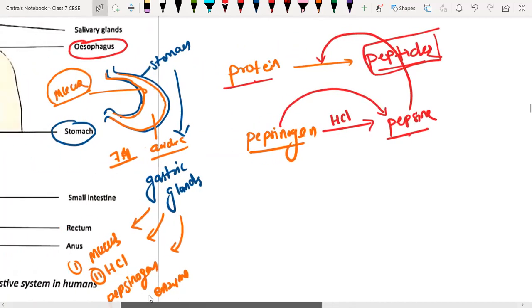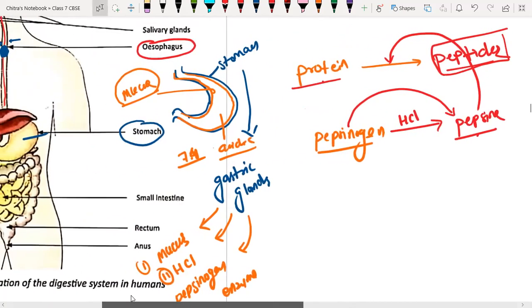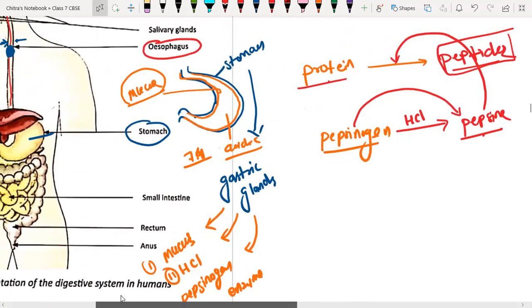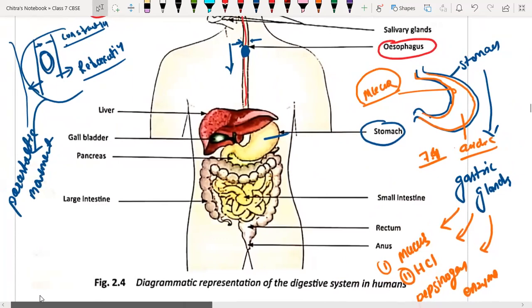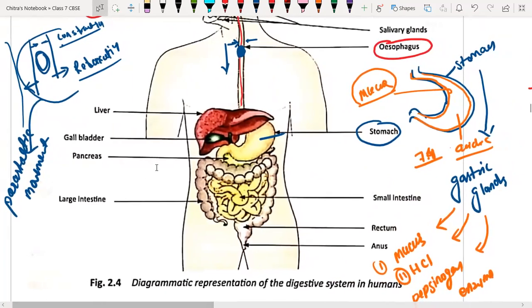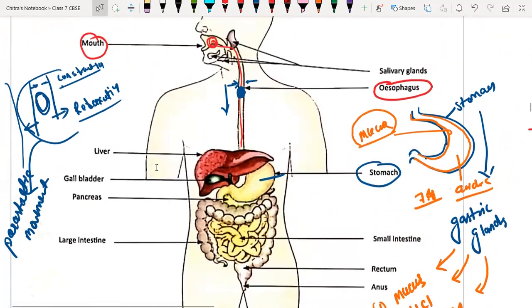And this process takes place with the help of pepsinogen, but pepsinogen works in the presence of acid. That's why in the stomach an acid medium is required. Okay, that's why that acid is being secreted.